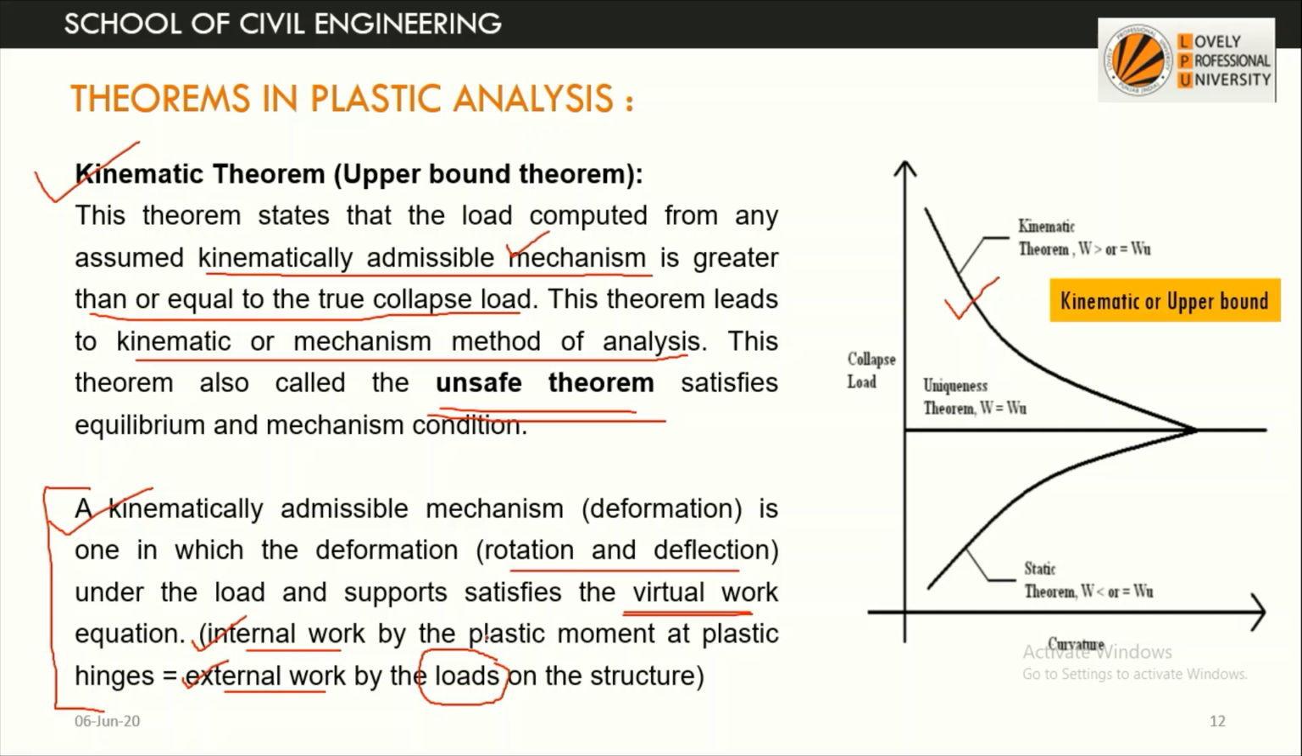And what is the internal work? The section is trying to resist the deformation or the moment that is generated due to the applied load, and this is the internal work by the plastic moment at the plastic hinges. So essentially we'll consider a plastic hinge where the moment value is already equal to MP because the mechanism is already created, the value is MP and the corresponding rotation is theta. So the internal work done will be MP into theta, moment into rotation.